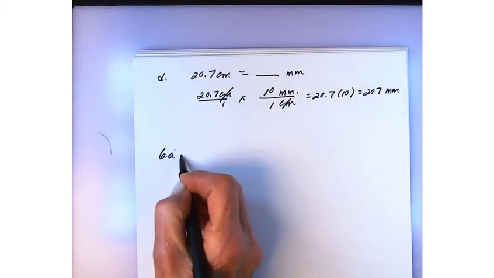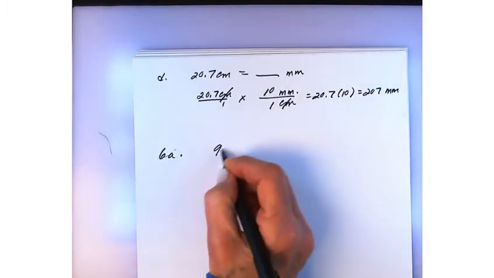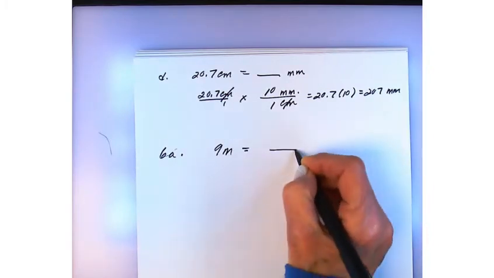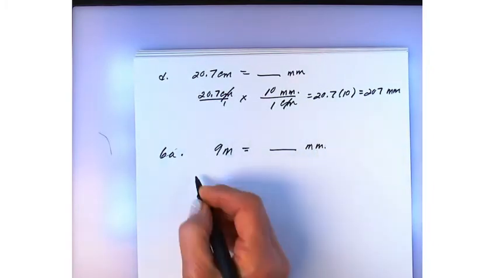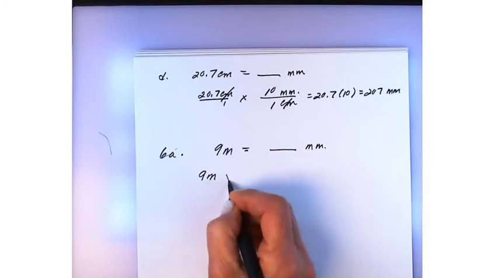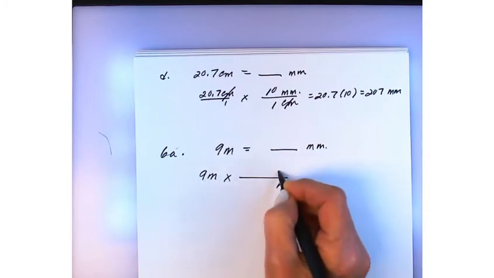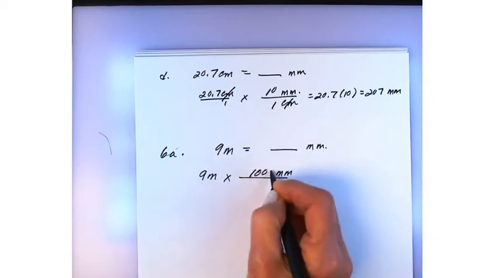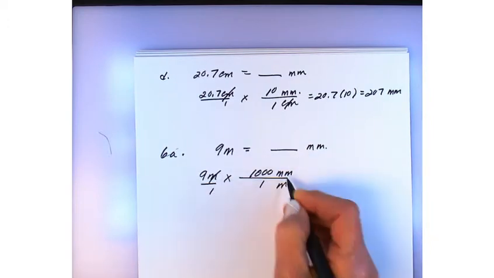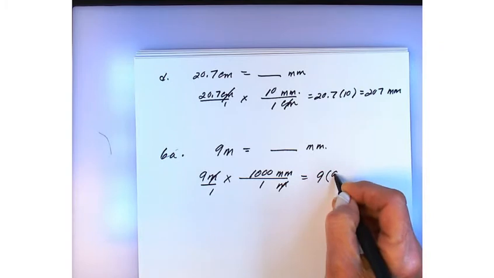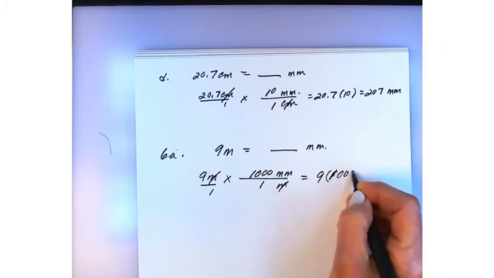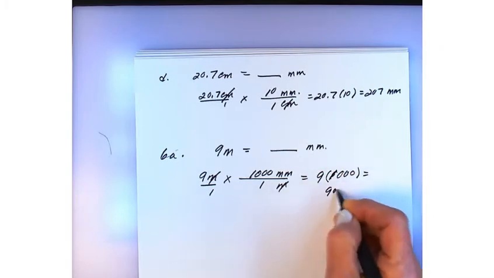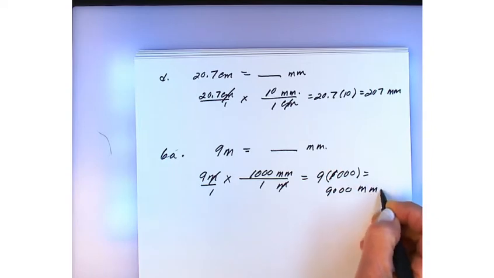Looking at 6A, 9 meters equals how many millimeters? 9 meters. Out go the meters, in come the millimeters. 1,000. Meters cancel. 9 times 1,000 gives me 9,000 millimeters.